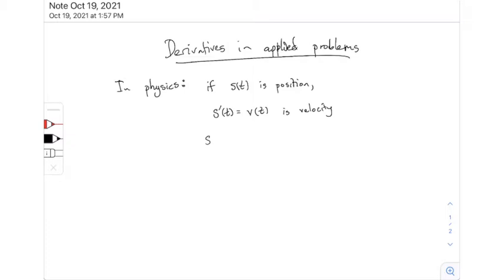Okay, and then you could take another derivative here. This would be the second derivative, and that's the acceleration. So this could also be written as v prime, the first derivative of the velocity, or we can write it as a of t, the acceleration. And this also could be positive or negative. Usually we think of positive acceleration as getting faster, and negative acceleration as getting slower.